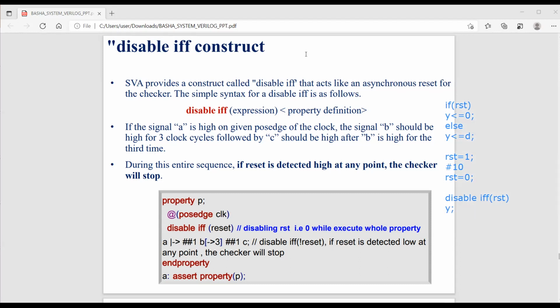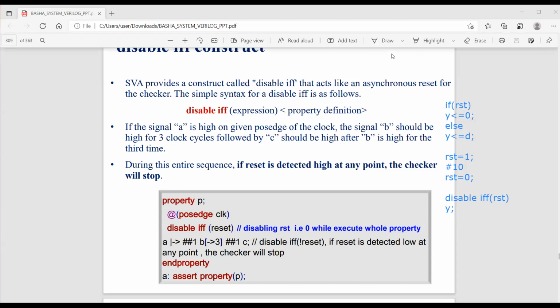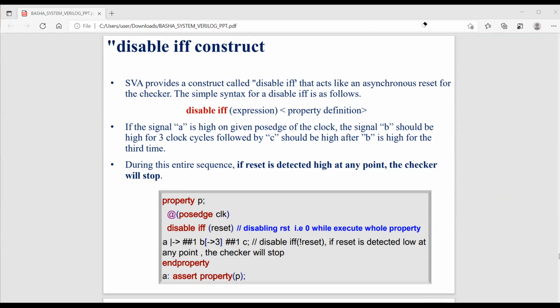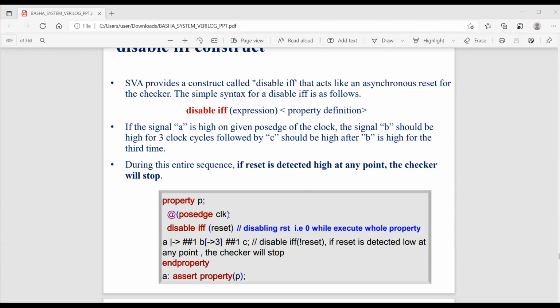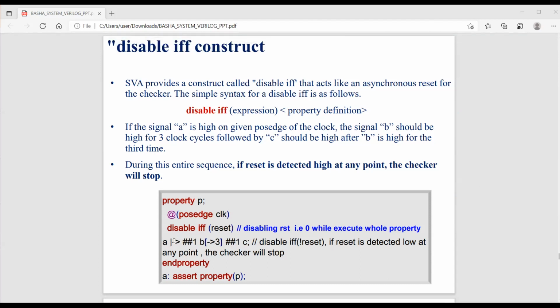Now clear everybody? Yes, ma'am. For that purpose you are using this disable iff. So even if a particular signal goes high in the middle of evaluating your property, it will not disturb the property. By using this disable iff construct, you can disable that signal even if it becomes high in the middle of evaluation of your property. It won't cause the property to fail. It will always pass the property. For that purpose you can use this disable iff construct.